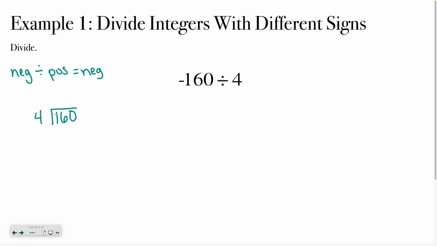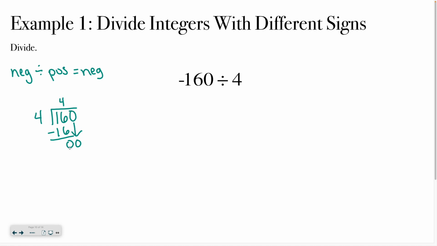And then I say, can 4 go into 1? No. But can 4 go into 16? Yes. It goes in 4 times. So I'd say 4 times 4 is 16, and I would write that down. I subtract them, and I'd be left with 0.